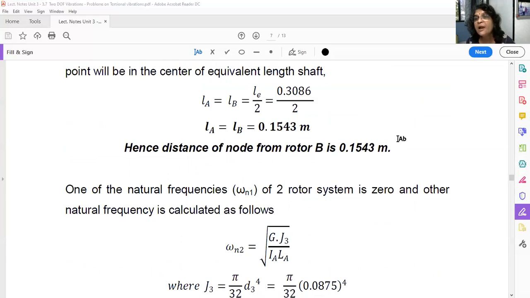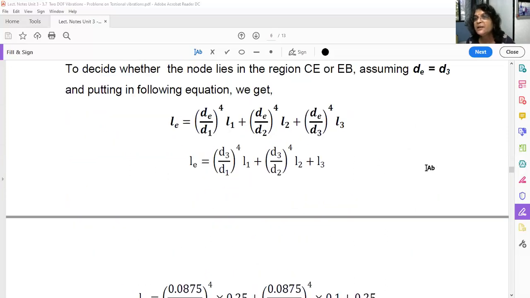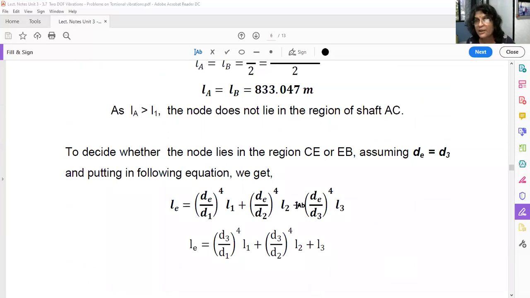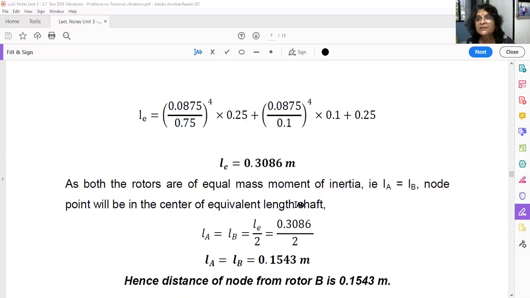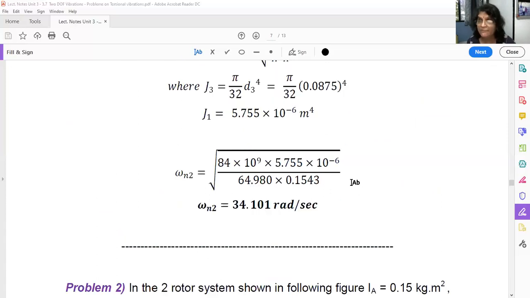Because here we have considered DE is equal to D3 in this one. So that's why we can consider D3 here. We have to consider it because the equivalent diameter is that one now. You can also find the natural frequency by considering D is equal to D1. You will get the same answer.